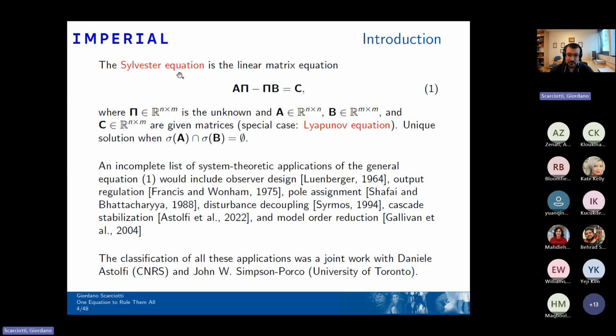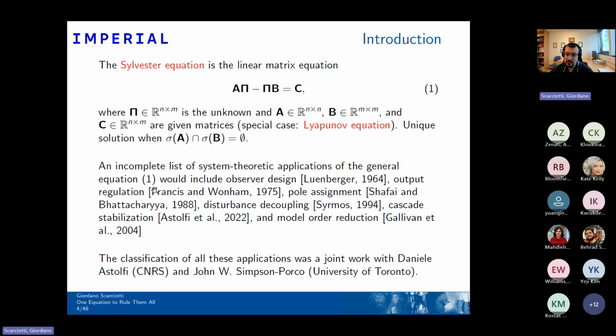A special case of the Sylvester equation is the Lyapunov equation, which is much more well known. But in the case of the Sylvester equation, pi in general is a rectangular matrix, so it's not a square matrix. Now, the Sylvester equation plays a role in a lot of different problems, really. For instance, it appeared in the original paper of Luenberger on observer design. This is based on the idea of finding a change of coordinates, and the matrix of change of coordinates solves a Sylvester equation.